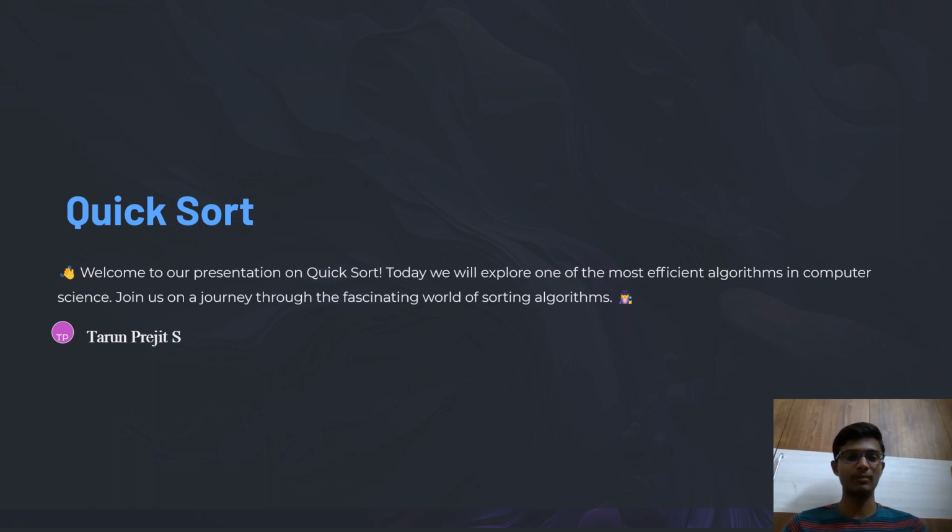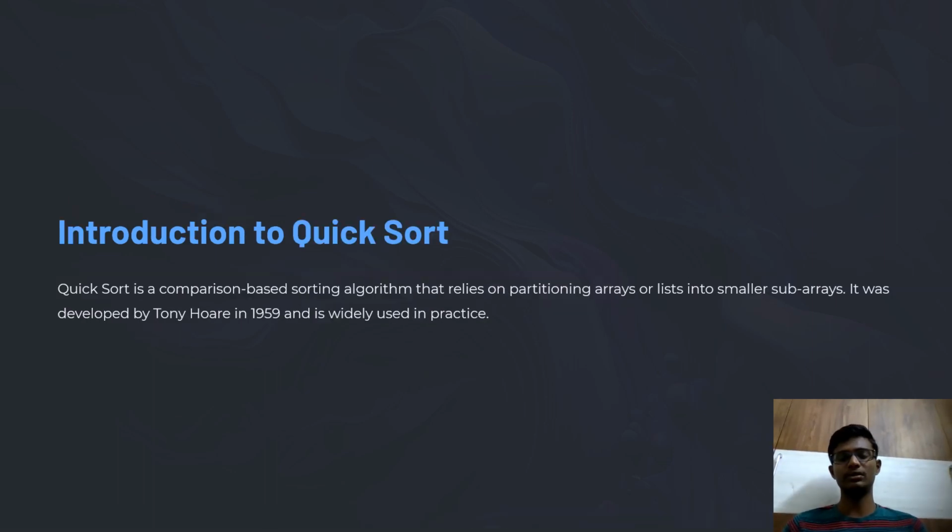discuss Quicksort. In this presentation, we are going to explore one of the most efficient algorithms in computer science, that is Quicksort. Quicksort is one of the most efficient sorting techniques, and it is a comparison-based sorting algorithm that relies on partitioning arrays or lists into smaller subarrays. It was developed by Tony Hoare in 1959.